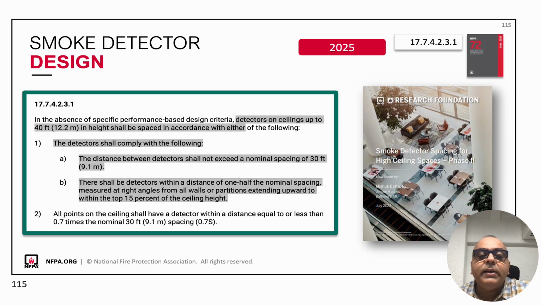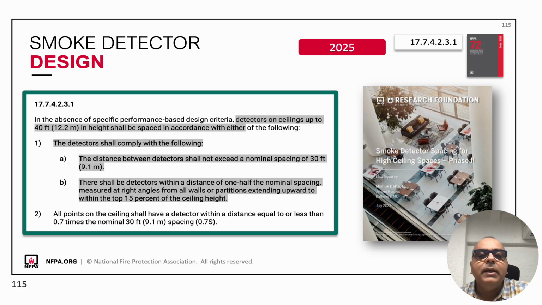There shall be detectors within the distance of 1/2 the nominal spacing measured at right angles from the walls or partitions extending upward to within the top 15% of the ceiling heights. All points on the ceiling shall have a detector within a distance equal to or less than 0.7 times the nominal 30 feet, that is 9.1 meter spacing, or 0.7 S.